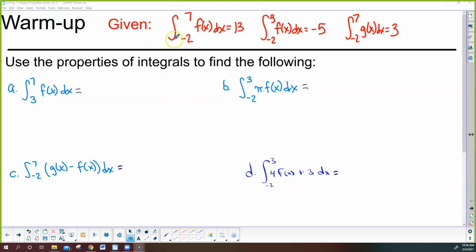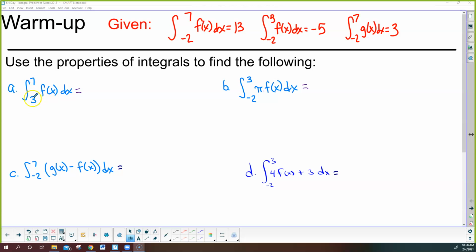Okay, so let's look at the information that's given. We have the area under the curve of f of x, and then g of x. Notice that's different, but the bounds are the same for the first and the last. So I know the area under the curve from -2 to 7 of f of x dx is 13. And I know that the area under the curve from -2 to 3 of f of x is -5. And then I know that the area under the curve from -2 to 7 of a different function g is equal to 3. So what we're going to do is evaluate the first part.